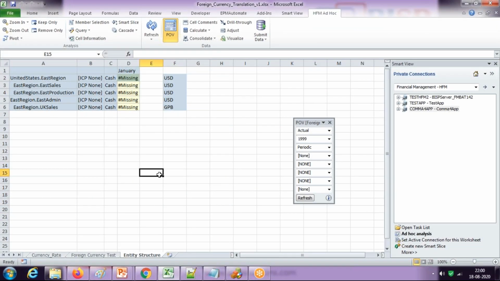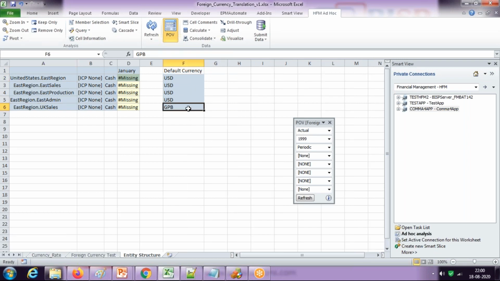We start with the entity structure. This is my entity structure. I've got e-sales, which has 4 children. E-sales default currency is USD, and the other 3 children also have default currency USD, but the last child, UK sales, has default currency GBP. It means when I roll up the number to the parent or consolidate, the GBP will convert to USD. This currency translation takes place automatically as part of consolidation. But here I'm going to write a custom rule.